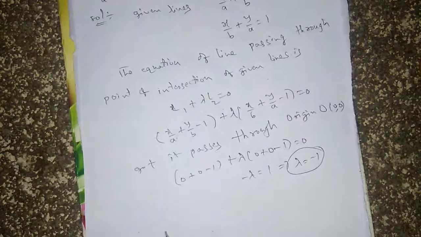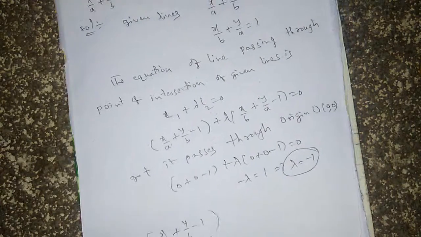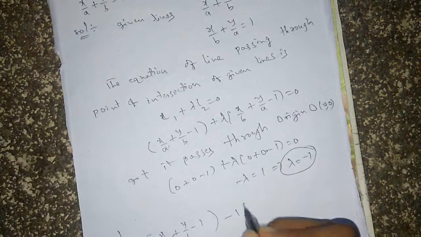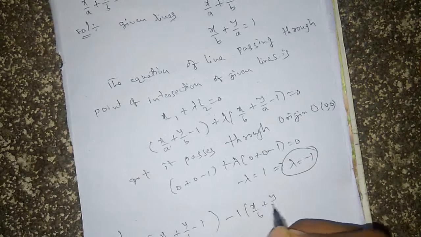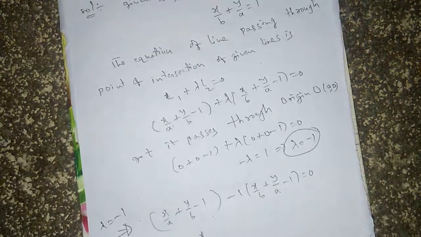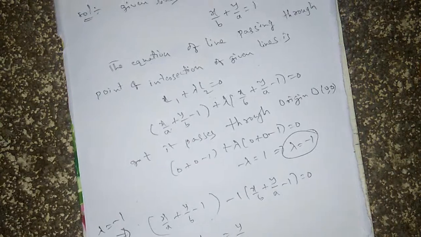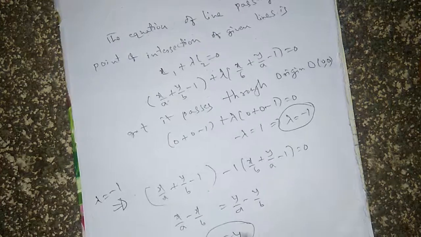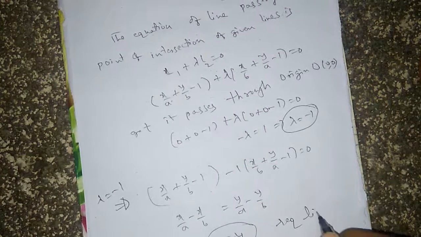Substitute in this equation: x/a + y/b - 1 - (x/b + y/a - 1) = 0. So x/a - x/b = y/a - y/b, which implies x = y is the required line.